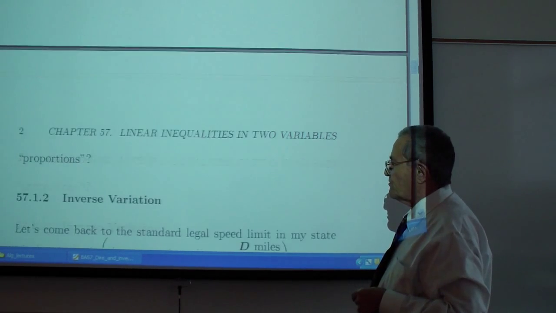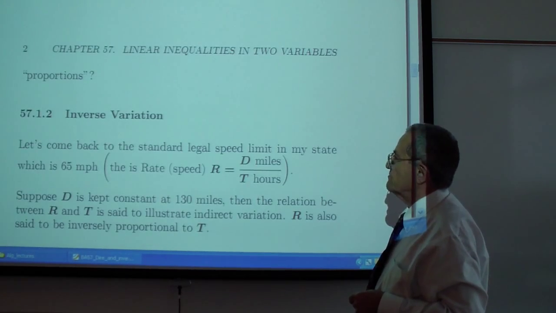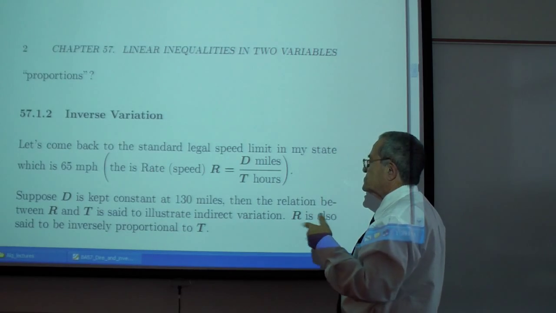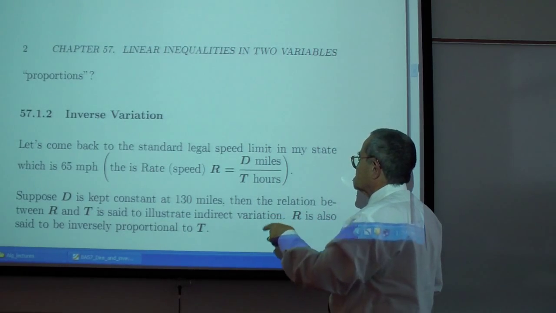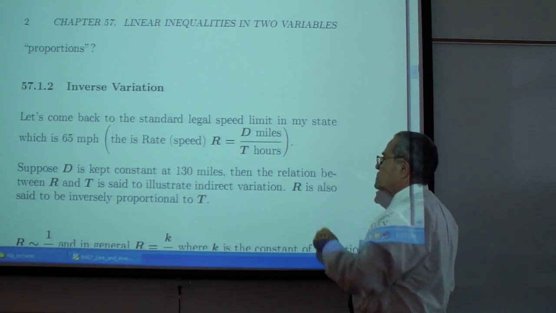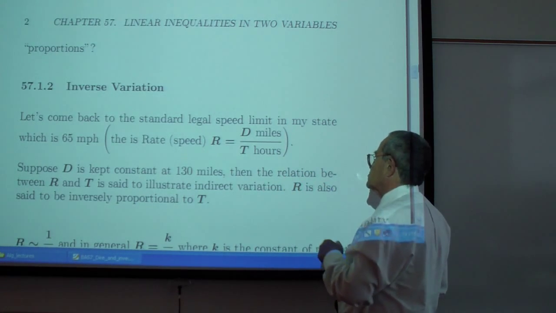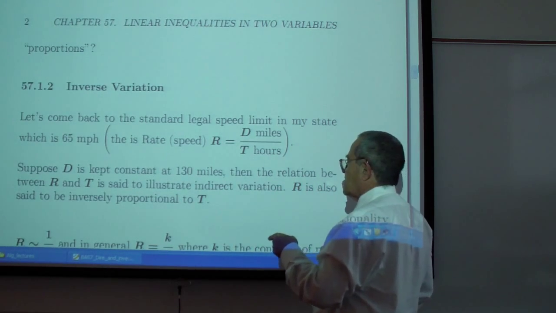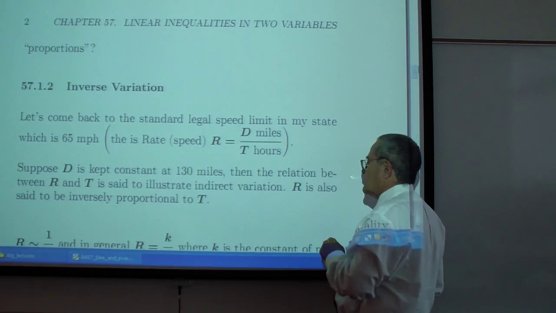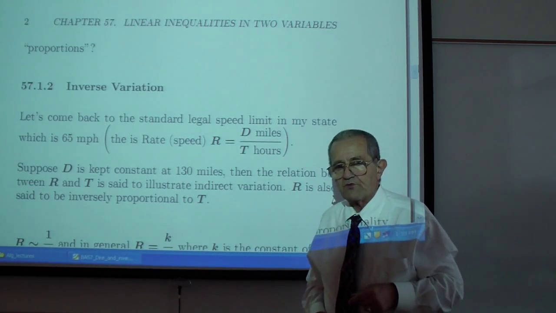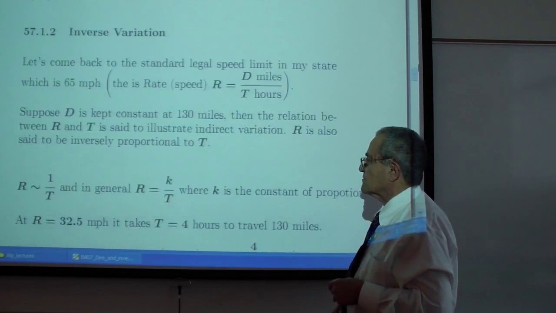Now, inverse proportionality, inverse variation. Let's come back to the standard legal speed in my state, which is 65 miles per hour. The rate is distance over time. Suppose distance is kept constant at 130 miles, then the relationship between the rate and the time is said to illustrate indirect variation. R is also said to be inversely proportional to T.